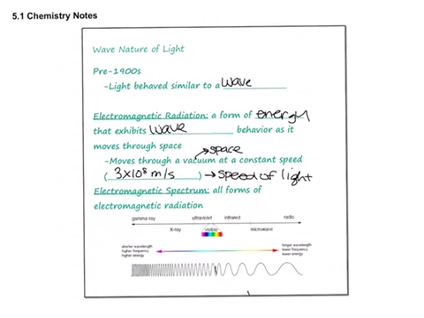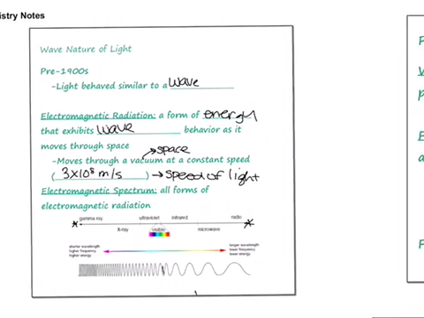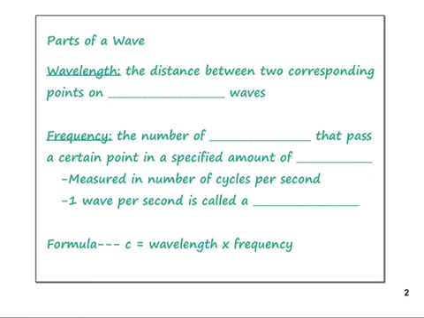So the electromagnetic spectrum is all the forms of electromagnetic radiation. And we've talked about these before. With the longest wavelengths, we have radio waves, all the way up to gamma rays with the shortest wavelengths and the highest energy. And so what we really are going to focus on here is just the different parts of a wave, specifically the wavelength. And this is the distance between two corresponding points on adjacent waves, or adjacent would be another way of saying waves that are side by side.